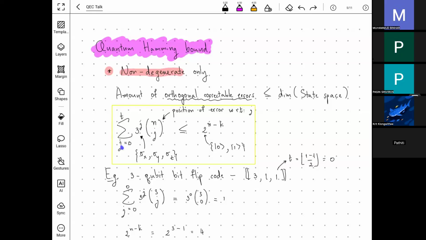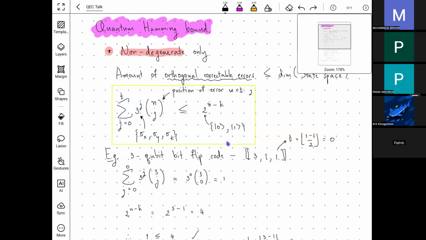be less than the dimension of the state space here. And this dimension of the state space here is just 2 to the n. But then we have to remember that if an error occurs so that it actually overwrites the data, it wouldn't be correctable. So you need to subtract the amount of logical qubits there. So what you get is that the dimension of the state space here becomes 2 to the n minus k, right? So you get this Hamming bound here, which is an inequality I've shown.